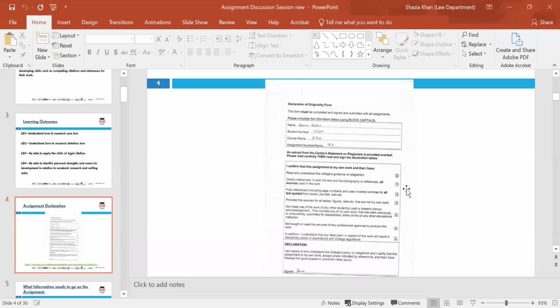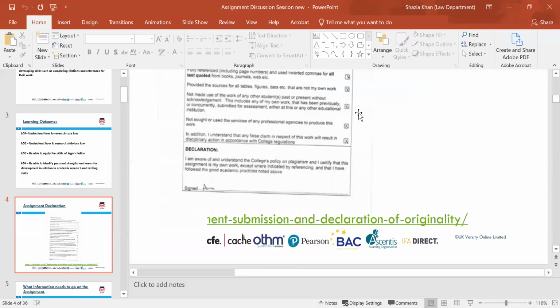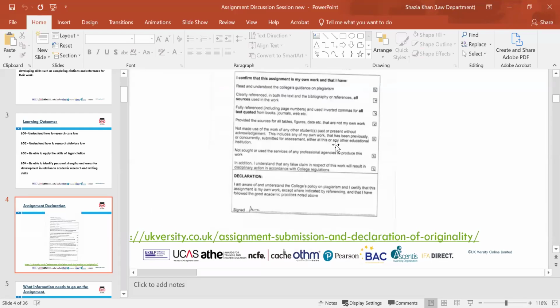I'll reiterate this so much. You are signing that to declare that the work you've submitted is your own work. So you confirm that the work you've submitted is your own work, and you've read the college's policy on plagiarism. That the work you've submitted, you've clearly referenced using the Harvard system of referencing whilst using someone else's work. So you need to make sure you are fully referenced from books or journals, and provided the sources. If you've used any tables or diagrams, you've provided the sources and referenced them as well, because it's so important to make sure you reference your work.